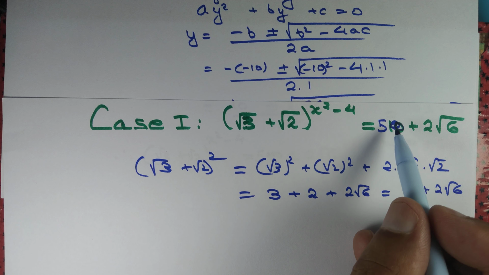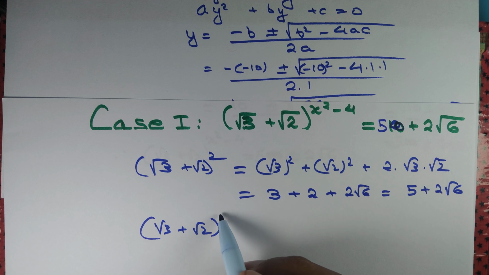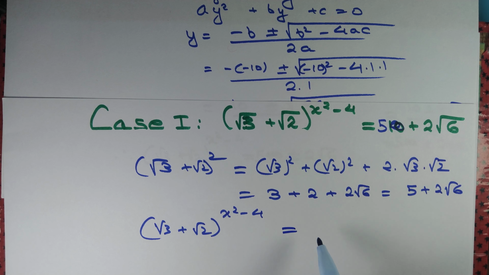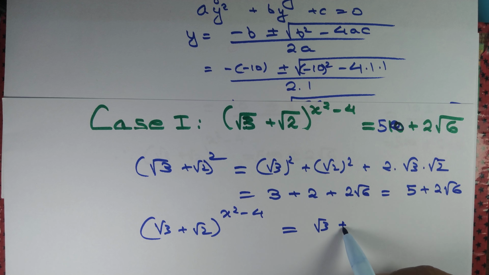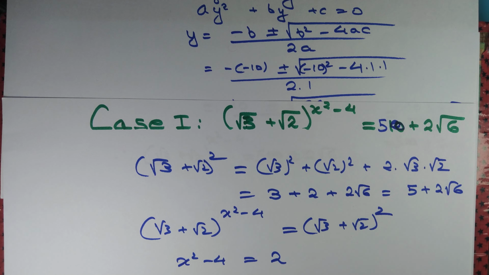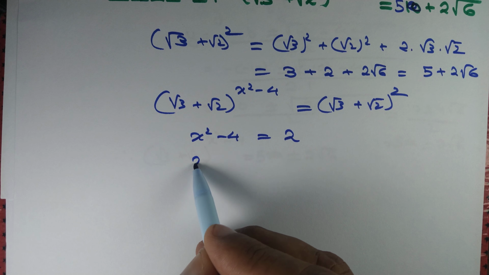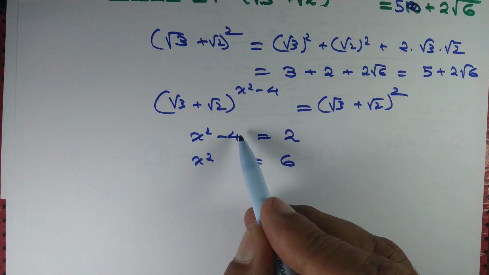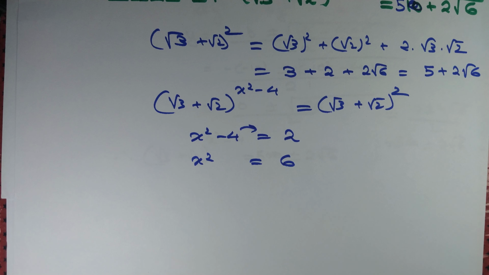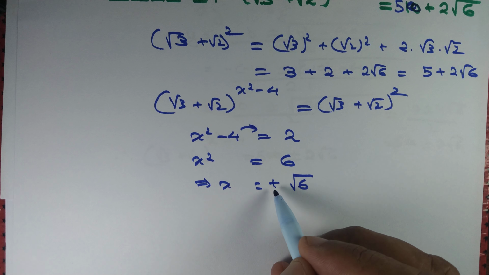Therefore, we can write this case as (root 3 plus root 2) to the power x square minus 4 equal to (root 3 plus root 2) to the power 2. We compare the power to obtain x square minus 4 equal to 2. Of course, we can solve for x. So x square equal to 6. If we take 4 to the right hand side, 4 plus 2 is 6. So x equal to plus minus root 6.